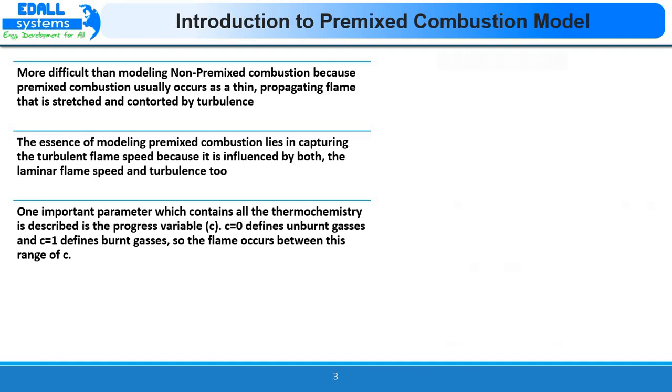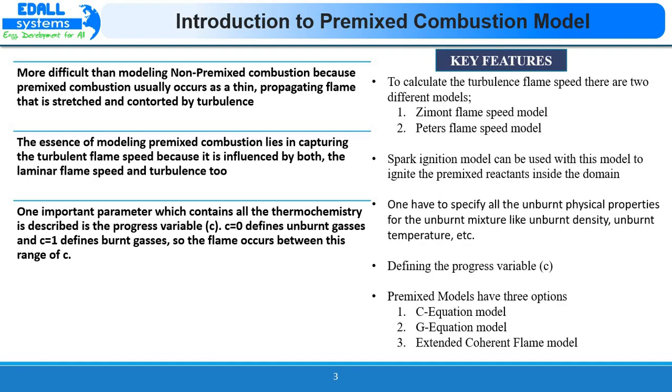Some of the key features of this model are: it offers two types of flame speed determination models, that is the Zimont flame speed model and the Peters flame speed model. To ignite the premixed mixture, we can use the spark ignition model. One more important thing in modeling premixed combustion is that we have to specify every unburnt physical property for the unburnt mixture. Unburnt density and unburnt temperature are some of the properties. Other properties we will see in detail in upcoming slides. Then we discussed defining the progress variable C, and lastly, the model has three options: we can model premixed combustion using the C equation, the G equation, and the extended coherent flame model. These three models are different, but overall the aim of modeling premixed combustion is the same.